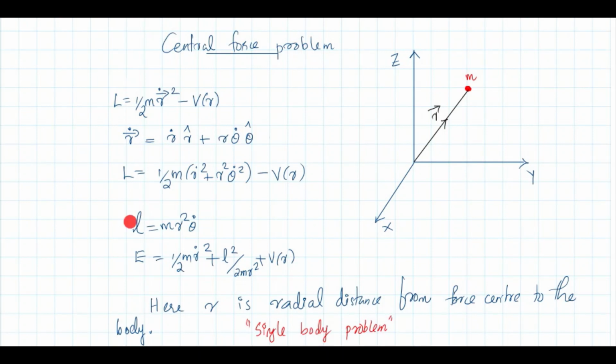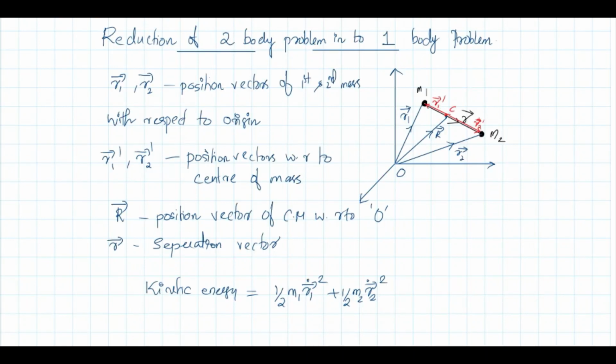And in a central force problem, we have two first integrals of motion. The first one is the magnitude of angular momentum, given by L equal to m r square theta dot. The second one is the total energy, given by E equal to half m r dot square plus L square by 2 m r square plus V of r. Here r and theta are the polar coordinates of this particle, and we have only a single particle, and this origin is the force center. Okay, that was our formulation.